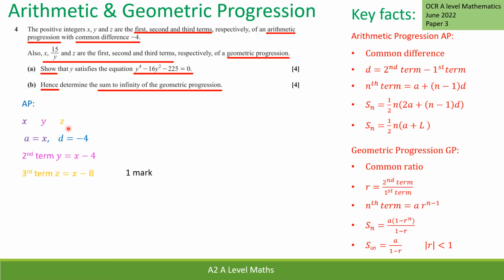To work out the third term, we have got to do the second term, take away another 4. So -4 take away 4 is -8. So your third term is going to be z equals x minus 8. Now if you come up with these relationships, you've got yourself 1 mark. Now we look like we're nowhere near this expression here at the minute, but so far we've managed to get 1 mark. We're going to do a similar thing with the geometric progression.